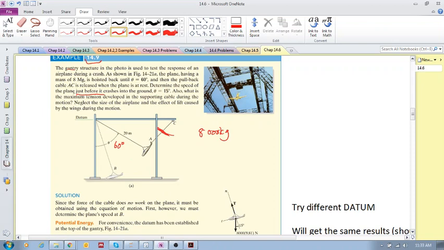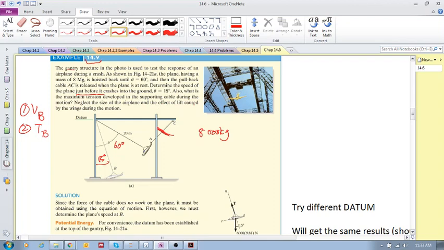Determine the speed of the plane just before it crashes into the ground, at theta equals 15. So the angle over here is 15. Also, what is the maximum tension? So the first question is VB: what is the velocity of the plane just before it hits the ground? And the second question is, what is the tension in this cable at B? What is the maximum tension developed in the supporting cable during the motion? All right. So neglect the size of the airplane and the effect.